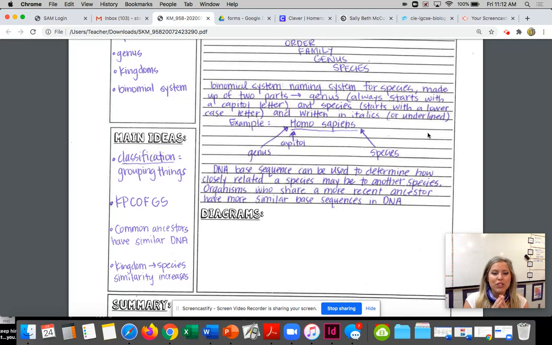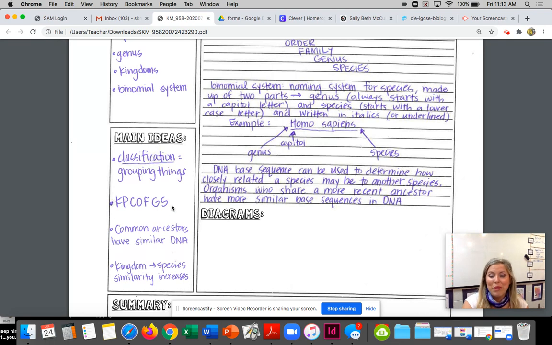You may see it worded as, which two organisms share a common ancestor, and you can look through. The more closely related they are, they will share a genus, or they will share a family, or they will share an order. Especially if you're comparing. So as kingdom goes down into species, whatever is shared most closely means similarity increases.